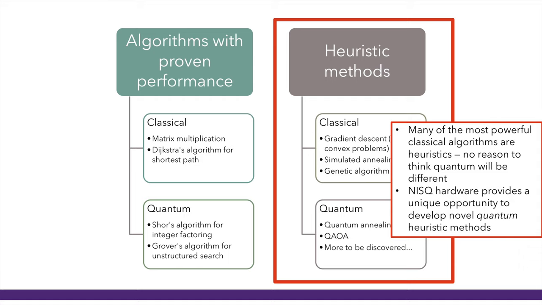And what makes this very exciting is that the noisy intermediate scale quantum hardware that is becoming available starts to provide this unique opportunity to develop and numerically evaluate quantum heuristic methods and discover perhaps quantum advantage where we cannot rigorously show that the asymptotic scaling is what we want it to be.